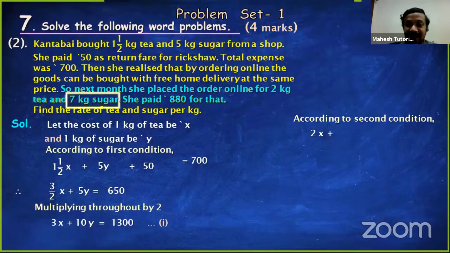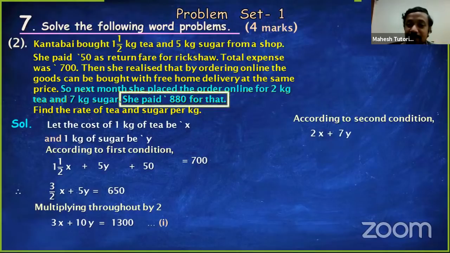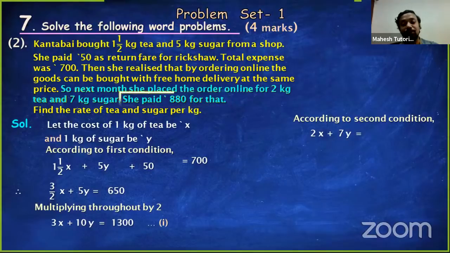Now tell me students, for 1 kg sugar, what is the cost? Rupees y. So for 7 kg sugar, what will be the cost? 7y. Perfect. And ये दोनों को मिला के, the total cost that she has paid is how much? 880. Means this total is equal to 880. Now students, check whether this equation is present in its basic form. Yes, because alphabet wala is on the left hand side and the constant is on the right hand side. So we'll number this equation as equation number 2.